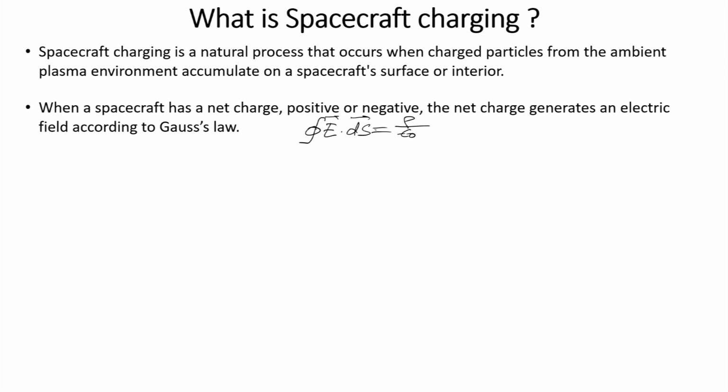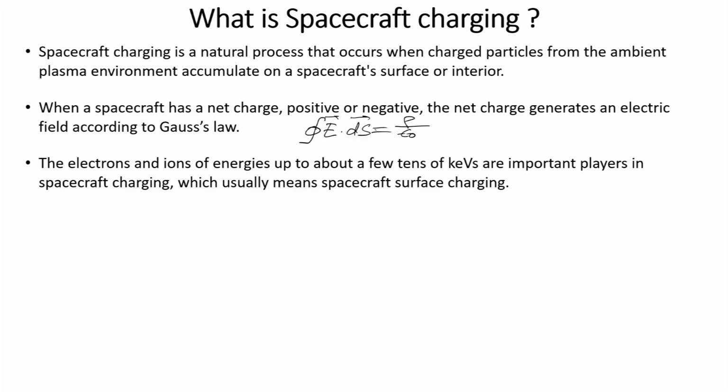And whatever we discussed in the last class, that is the Debye shielding or Debye length, the same thing is valid here. Surrounding the spacecraft there is a sheath formation, and it will have some Debye length or Debye radius.